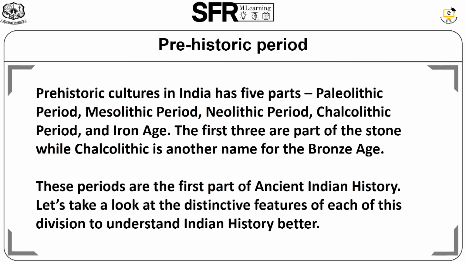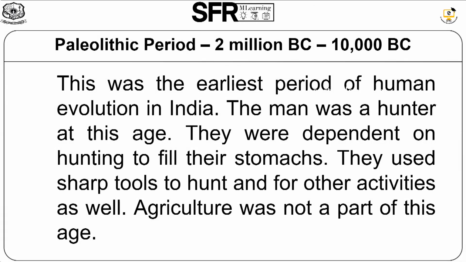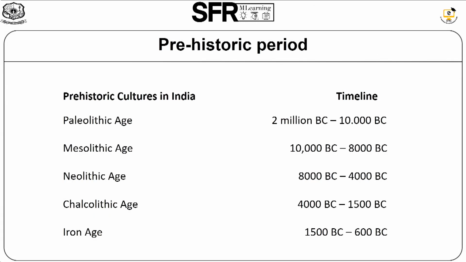These periods are the first part of ancient Indian history. Let's take a look at the distinctive features of each of these divisions to understand Indian history better. Here we have given the prehistoric cultures in India, and the timeline for when the Paleolithic age began: 2 million BC to 10,000 BC, and Mesolithic 10,000 to 8,000 BC, that we have already seen in the previous slide. Neolithic age 8,000 BC to 4,000 BC, and 4,000 BC to 1,500 BC Chalcolithic age. Iron Age 1,500 to 600 BC.